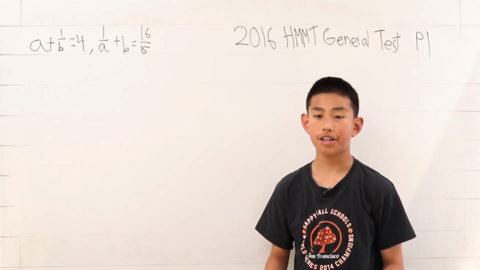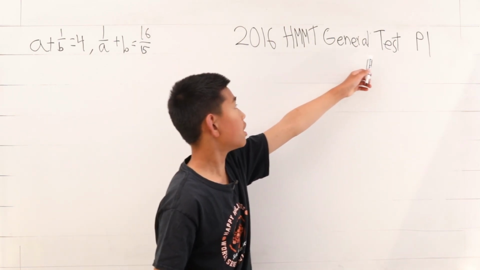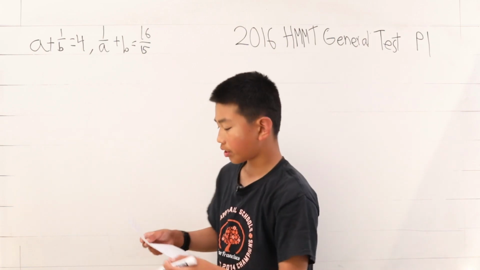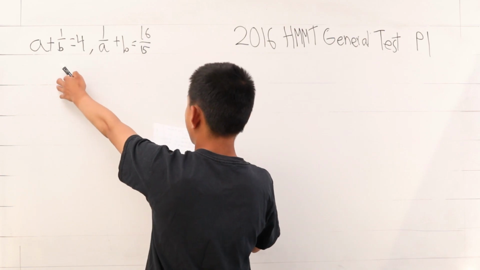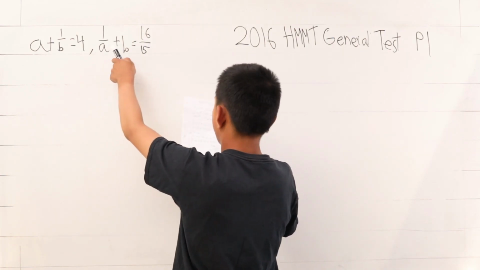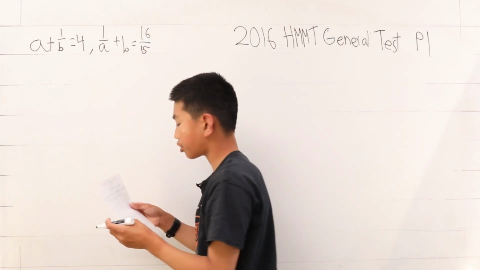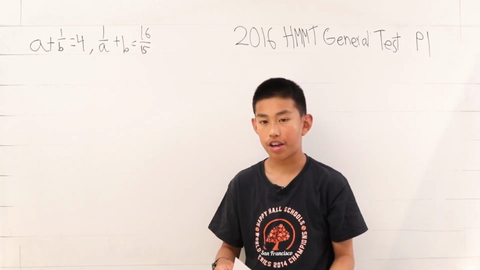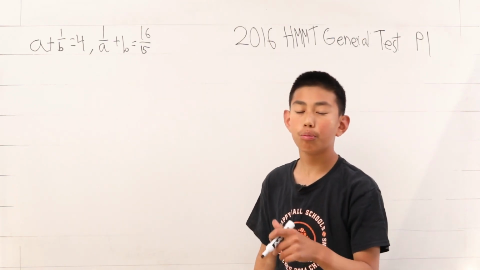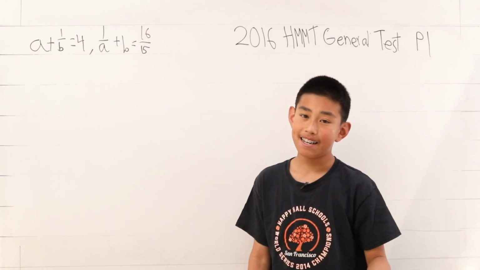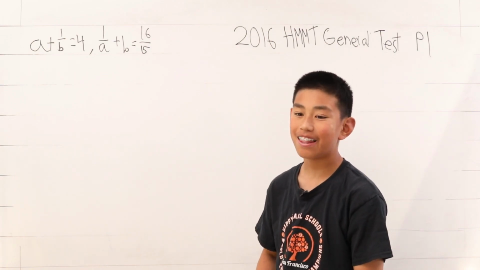Alright, so today we're solving problem 1 from the HMMT General Test of 2016. If A and B satisfy the equations A plus 1 over B is 4 and 1 over A plus B is 16 over 5, determine the product of all possible values of A times B. So it's saying that we have one or more values of A times B, and we want to find what those values are when they are multiplied together.